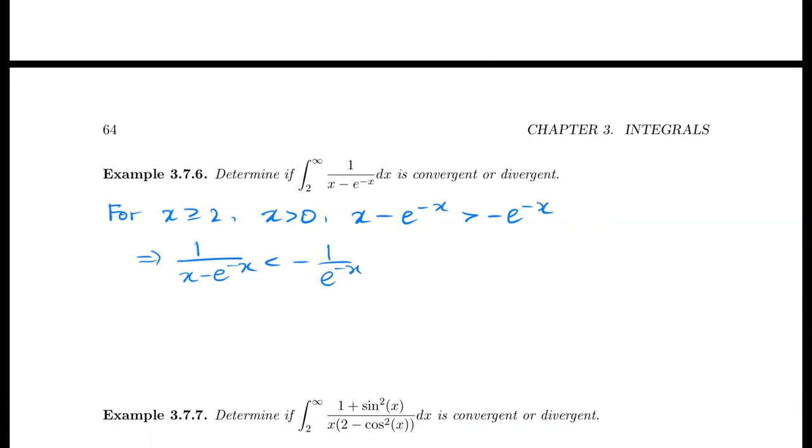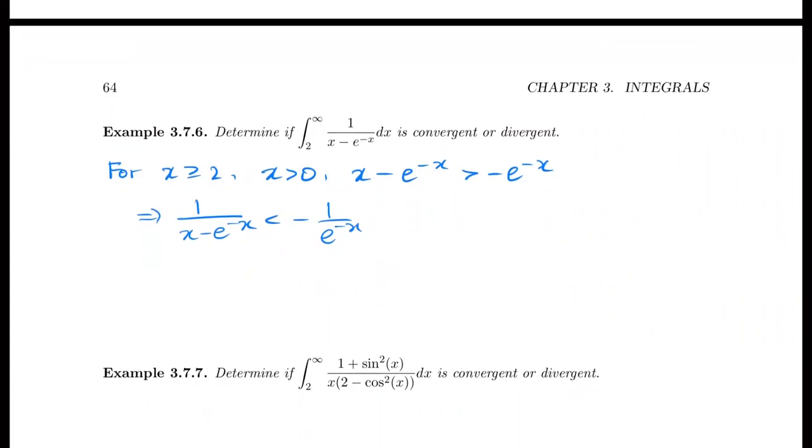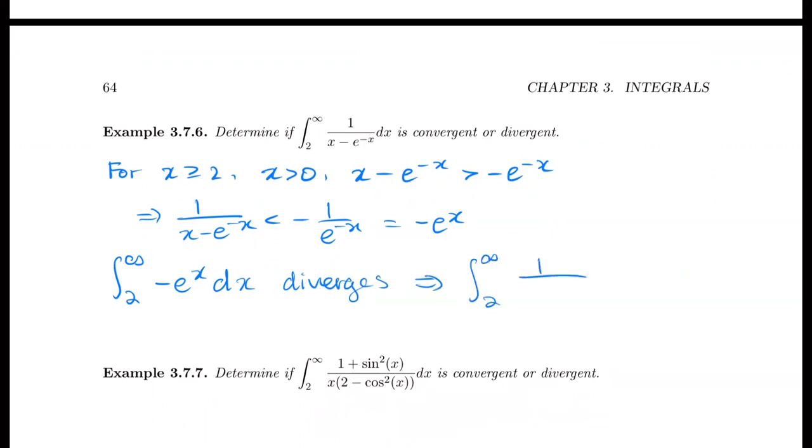dx. However, in this case, this integral here is actually divergent because, well, that's also the same as saying the integral of negative e to the power x dx diverges. So that means the integral from 2 to infinity of 1 divided by x minus e to the power minus x diverges.